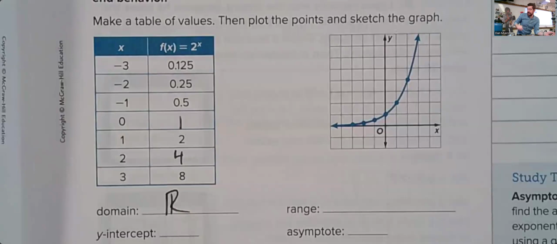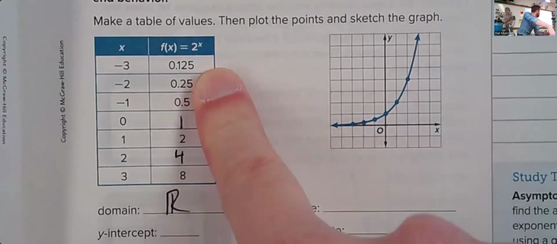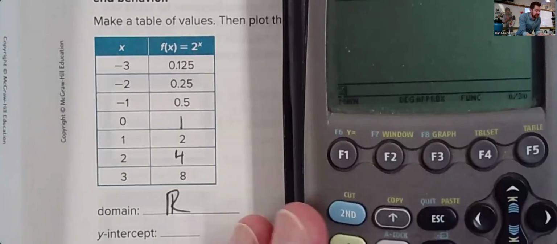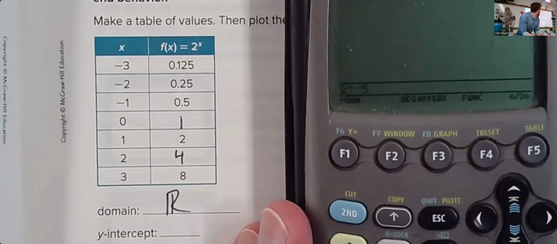The range, on the other hand. Let's go ahead and test some other numbers on the bottom end here. This 0.125. So on your calculators, go ahead and type in 2 to the negative fourth power.